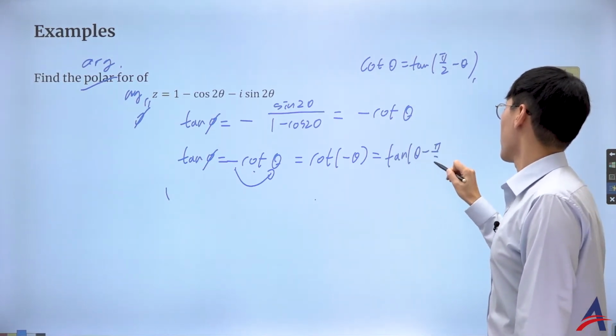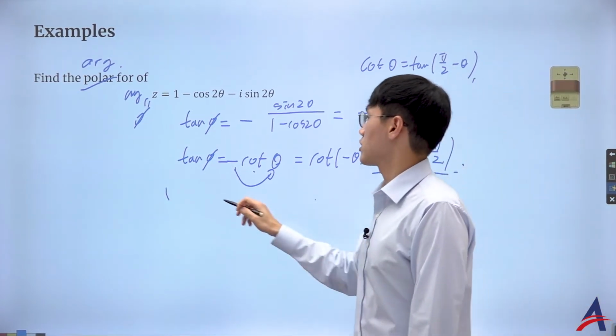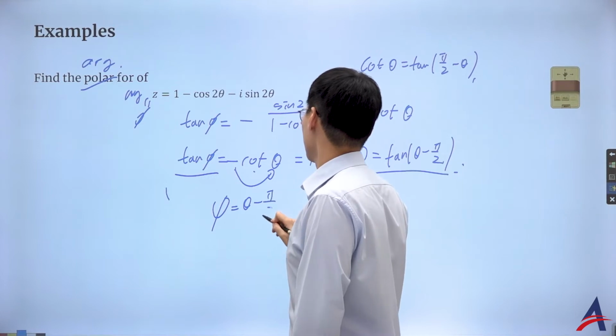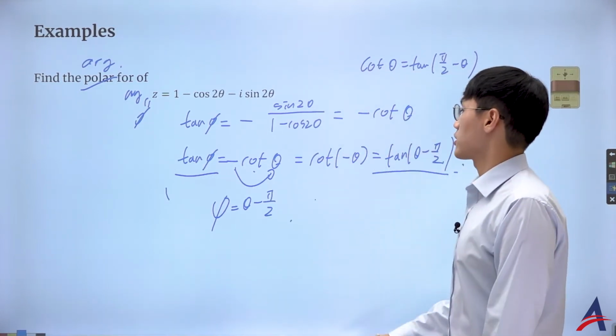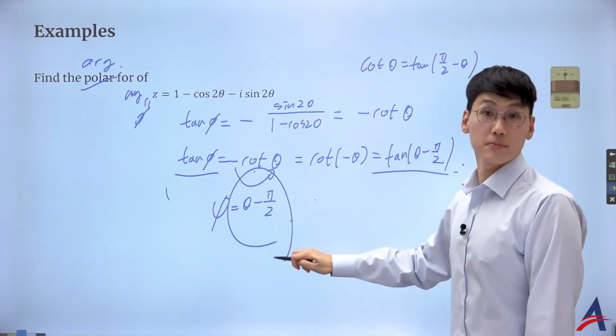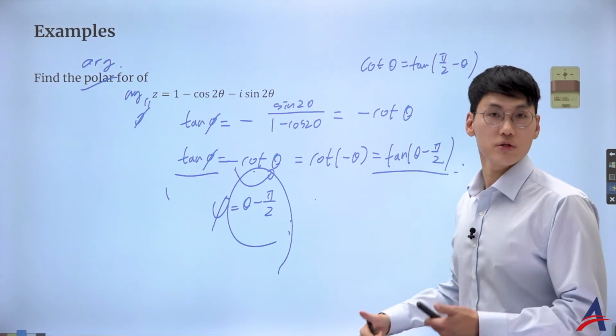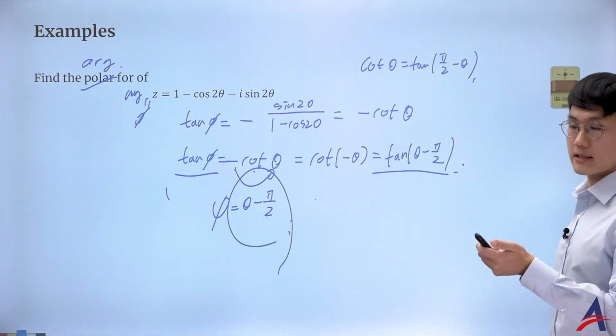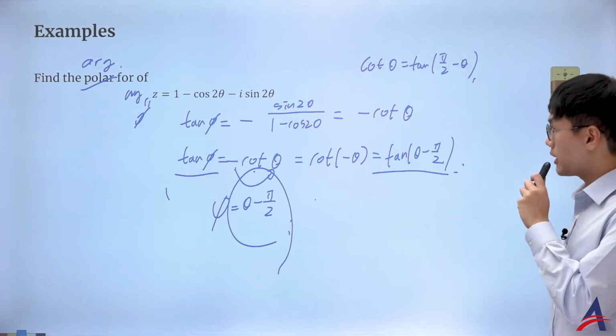So that is great. Why? Because now I have a beautiful tangent equivalence here. The argument will be simply theta minus pi over 2. So that's great because then the argument here is going to be theta minus pi over 2. Okay, so this is really the simplification of the trigonometry using many identities as quickly as possible.